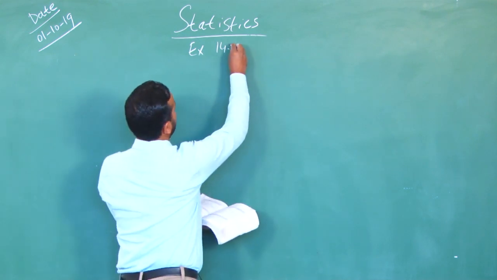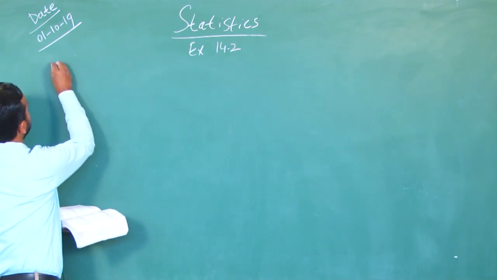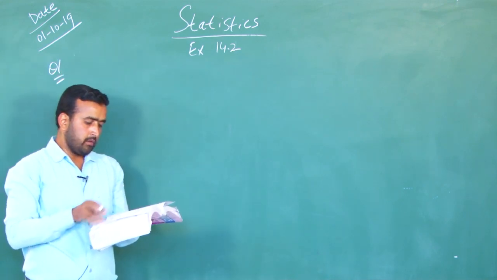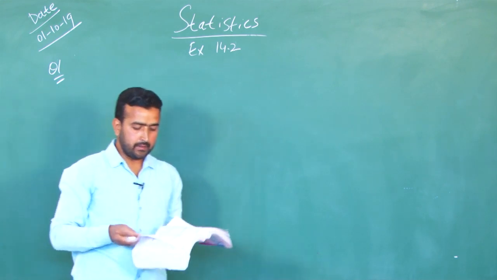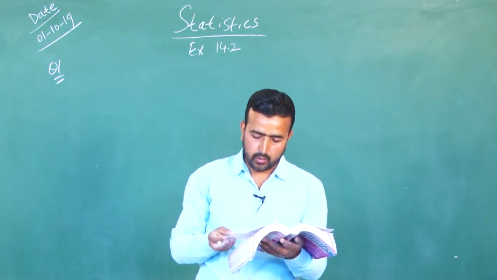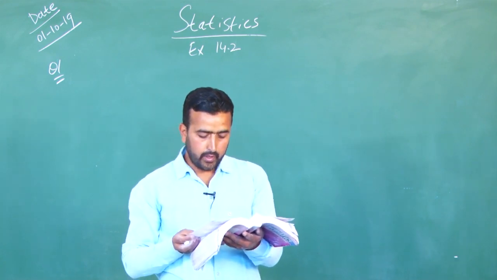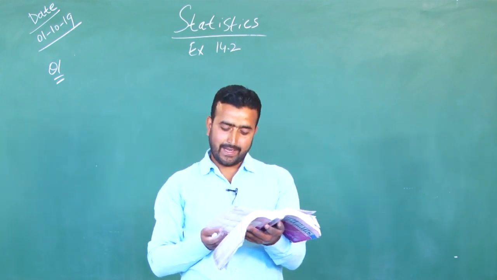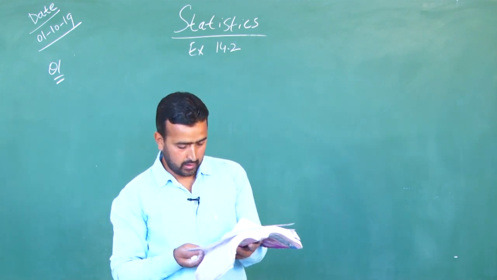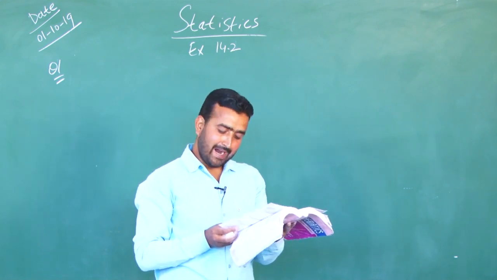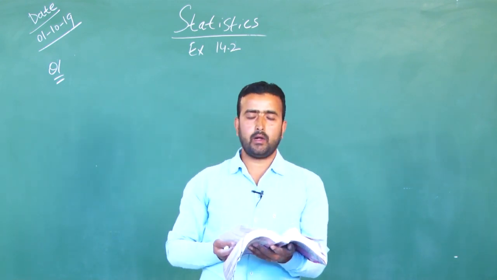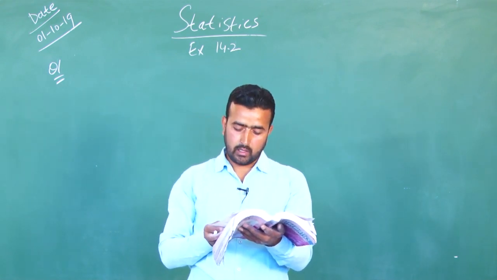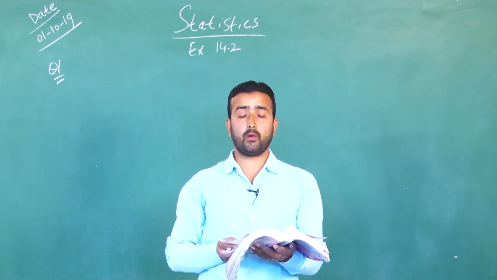Let us see the example from exercise 14.2, question number 1. The question says that the following table shows the ages of the patients admitted in a hospital during a year. The age of the patients is given and the number of patients admitted in the hospital, for which we are supposed to find the mode and the mean as well. Mean we have already discussed in exercise 14.1, so we are not going to discuss it here. We will only discuss how to calculate the mode of the given data.